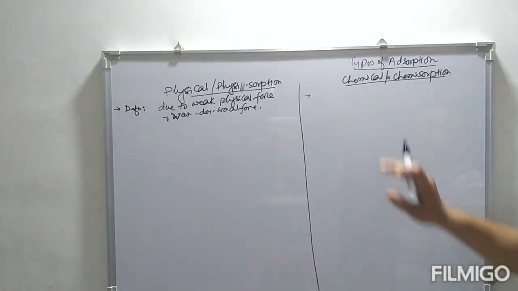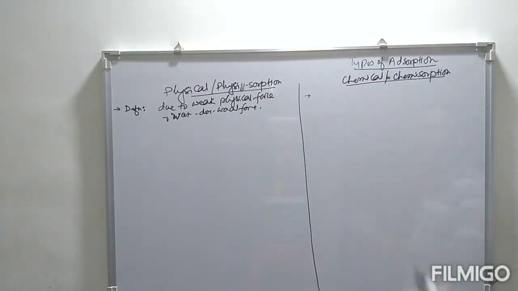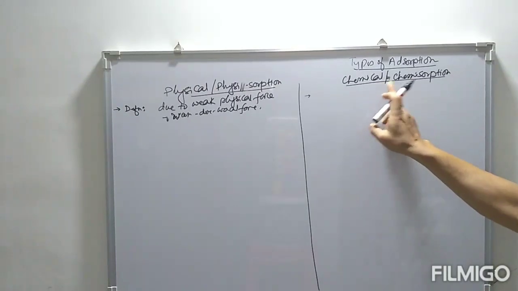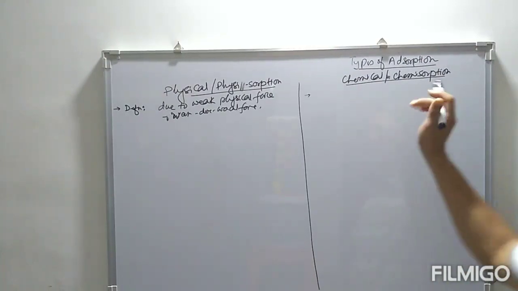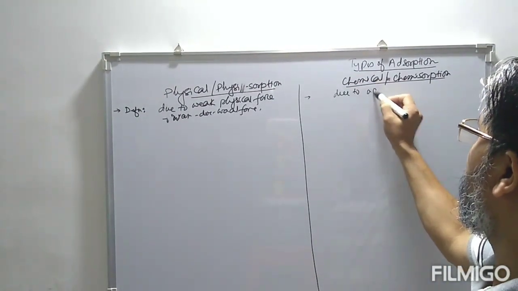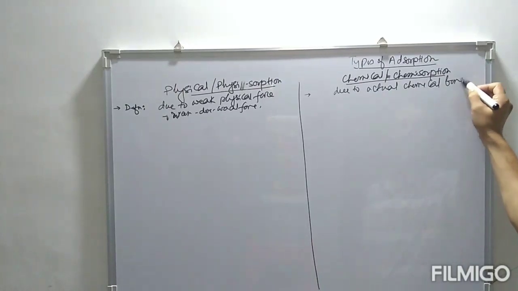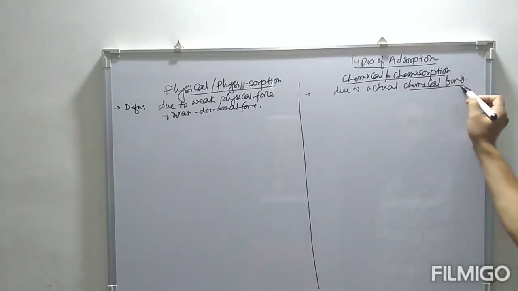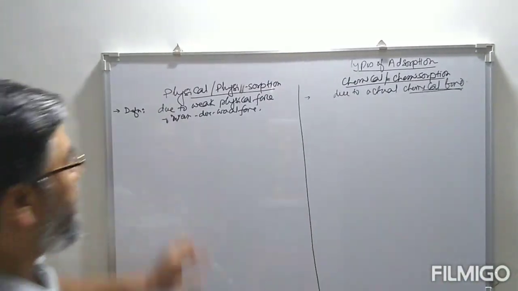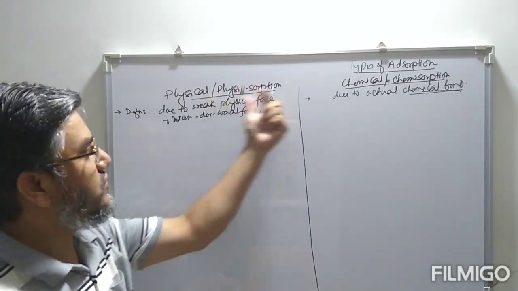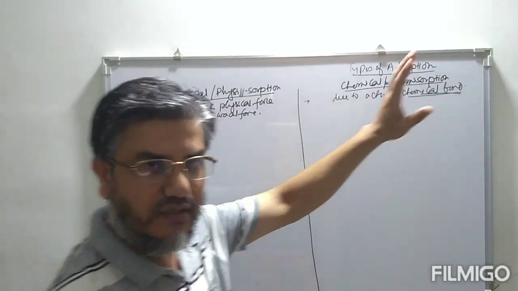That means in case of chemical adsorption, there is an actual chemical bond formed between the molecules of adsorbate and the adsorbent. This type of adsorption is known as chemical adsorption: adsorption due to actual chemical bond between the molecules of adsorbate and adsorbent. So this is the definition difference between physical adsorption and chemical adsorption. Physical is due to weak van der Waals force, chemical is due to actual chemical bond.